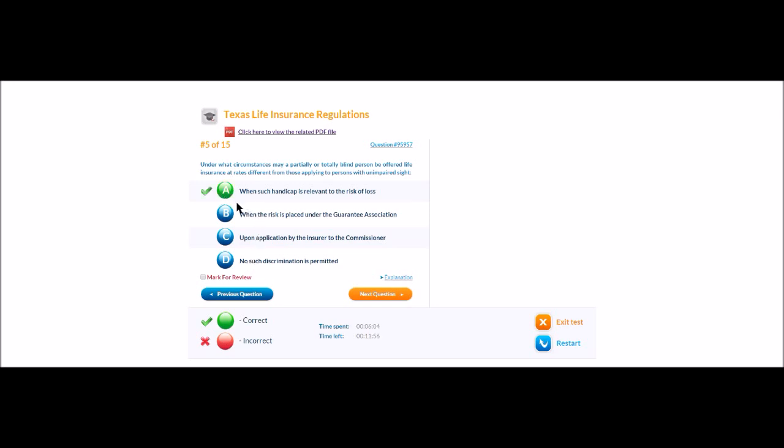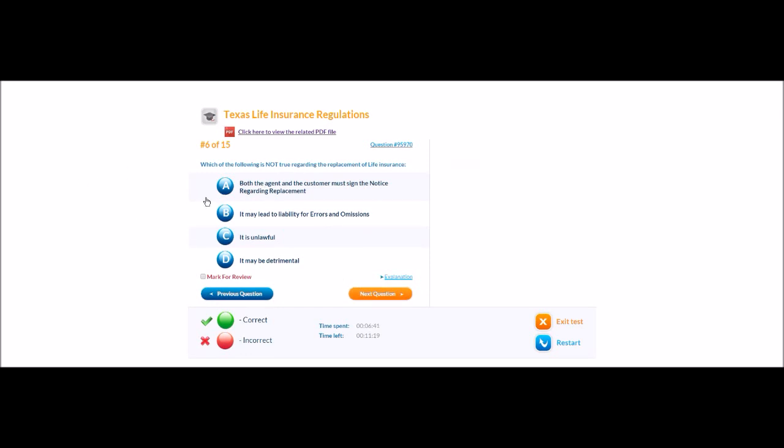Okay. A, when the handicap is relevant to the risk of loss. Explanation. Blind or physically handicapped persons may not be turned down or affected for life insurance unless their handicap can be proven to increase the risk of loss. Okay, the answer here is A, when such handicap is relevant to the risk of loss. Next question.